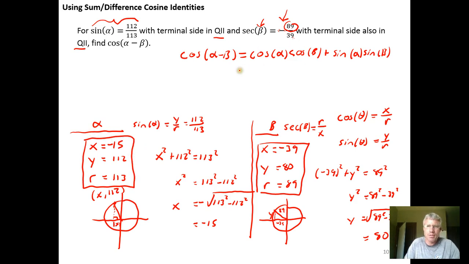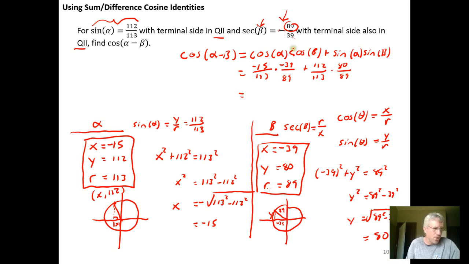Once we have this information for angle beta and for angle alpha, we're ready to get our exact answer, because the cosine of alpha is just going to be the x coordinate, negative 15, over the radius. We have to do x over r. We can't just use the x coordinate because we're not on the unit circle. Then the cosine of beta is going to be its x coordinate, negative 39, over r, which is 89. Plus, we get sine of alpha, which is the y coordinate over r, so 112 over 113. And sine of beta is going to be the y coordinate, which is 80, over r, which is 89.